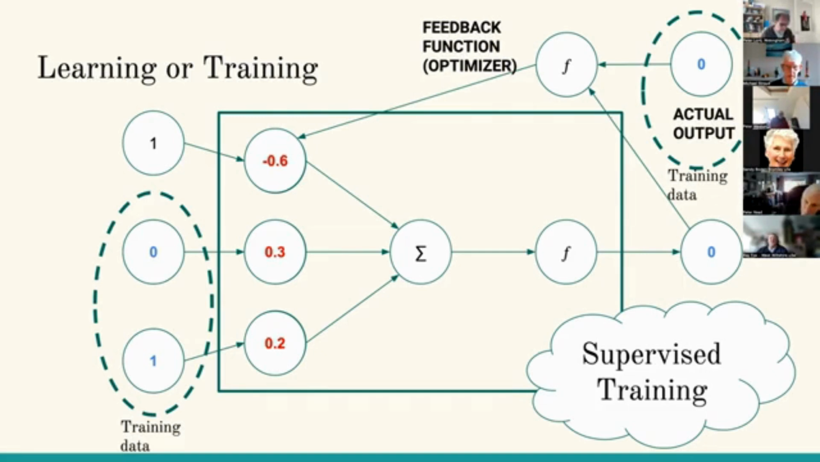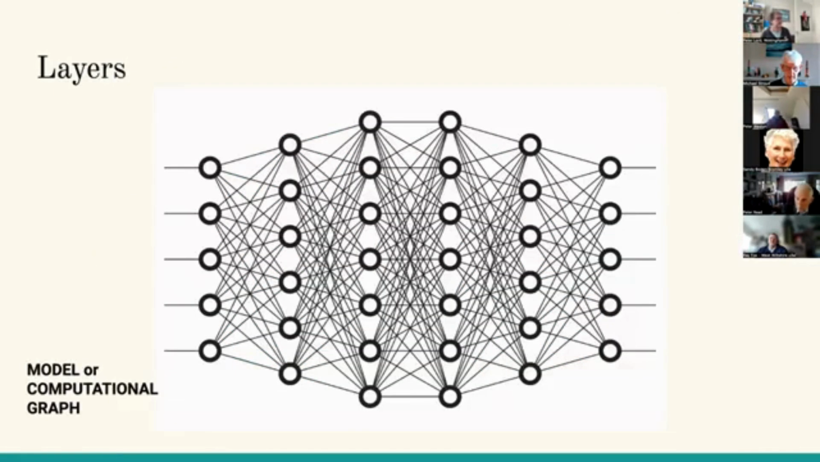Now, of course, for any non-trivial problem, we'll need more than one neuron. And so we end up with lots of neurons put together. Each of these little circles here is one of our neurons. We've got some inputs. The outputs of one neuron feed into the inputs of the next one and so on. Now, a collection of neurons, from a technical point of view, is called a computational graph, but everyone calls it a model. So a design of a neural network using neurons is called a model.